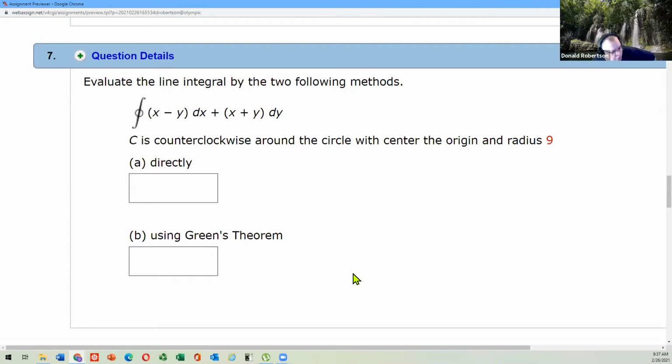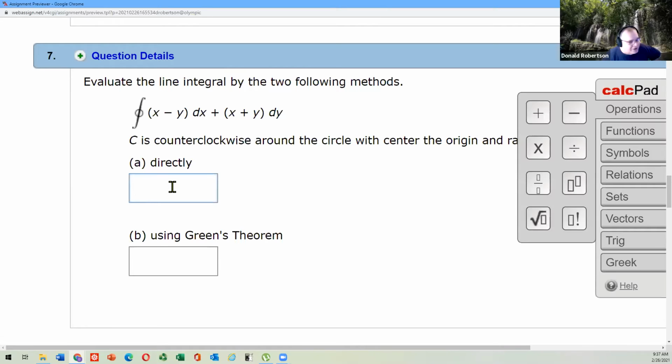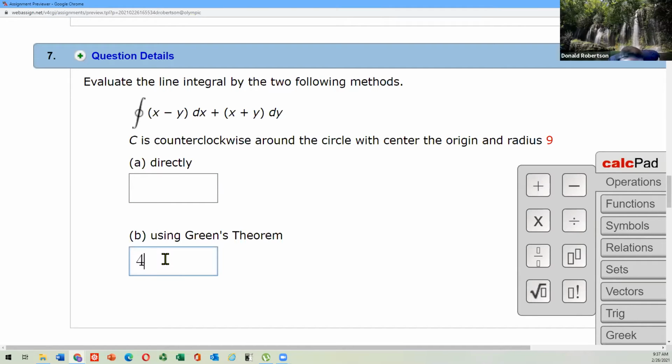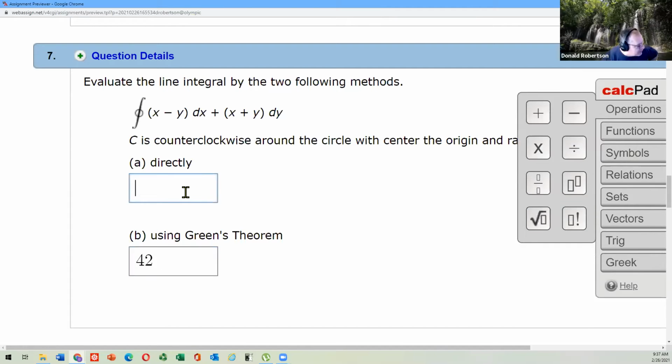And Green's theorem is what we've been doing. Both answers are the same, because it's the same question. So the answer to this is dead easy. Don't do it directly. But to keep WebAssign happy, do that answer. And if it's 42, you make that answer 42 to keep it happy, right? Because you can't just leave it blank, or WebAssign will say you're wrong.